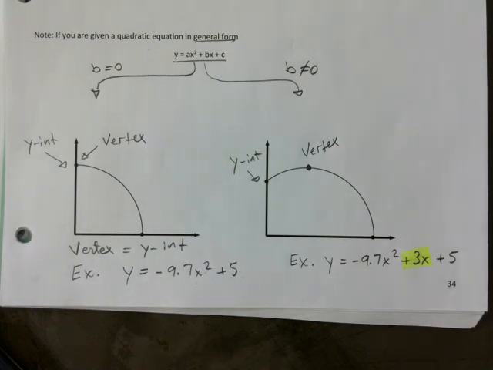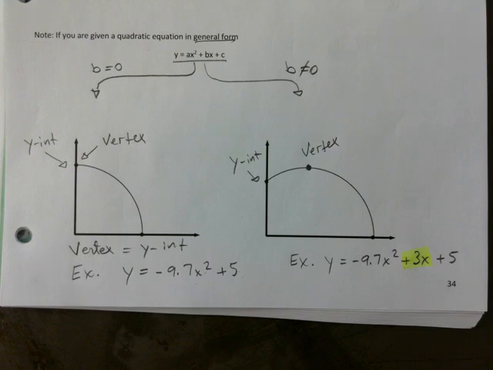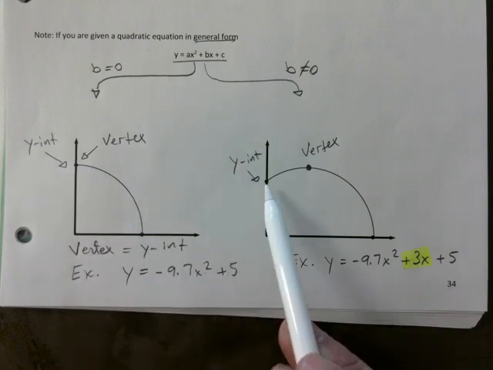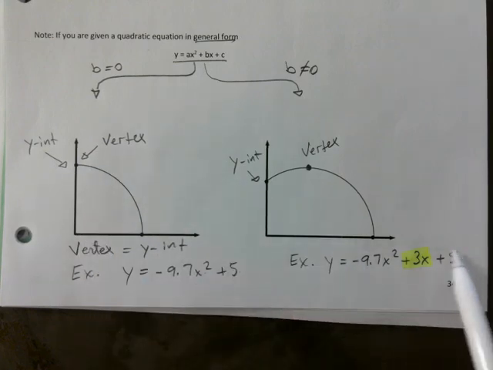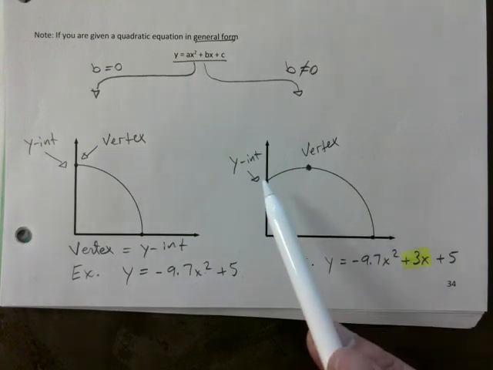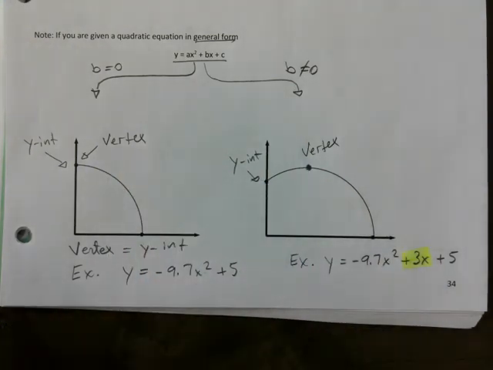So it just shifts the parabola. And I will show you this using Desmos. It's the best way to do it. So the y-intercept is 0, 5 here for this one. 0, 5. It's still 0, 5 for this one. Because watch, right? The constant is 5. But the vertex is not going to be matching the y-intercept. So watch this.